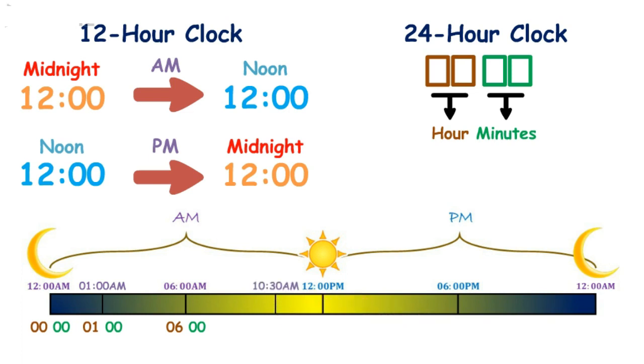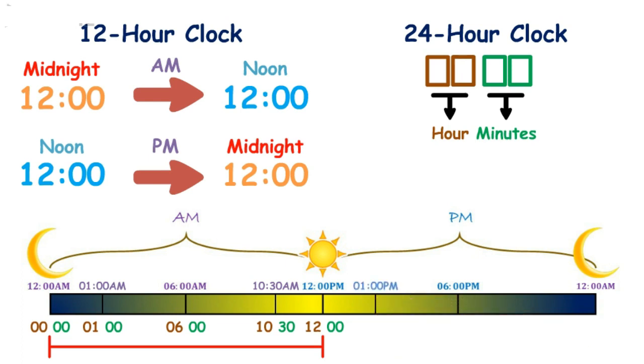The time at 10:30 a.m. in the 24-hour clock is written as 10 hours and 30 minutes. It is read as 1030. The time at 12 noon, or 12 p.m., in the 24-hour clock is written as 12 hours, and 00 minutes. It is read as 1200 hours. The time from 12 a.m. to 12 p.m. in the 24-hour clock is 0000 to 1200.